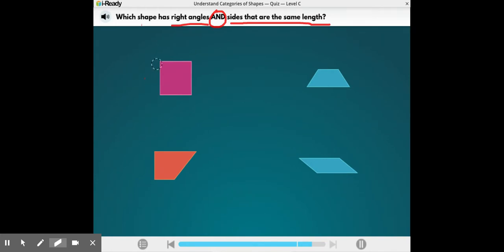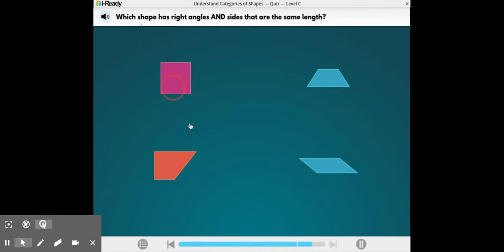Okay. I know my answer is my square. And let's get rid of all this info. And select my square.